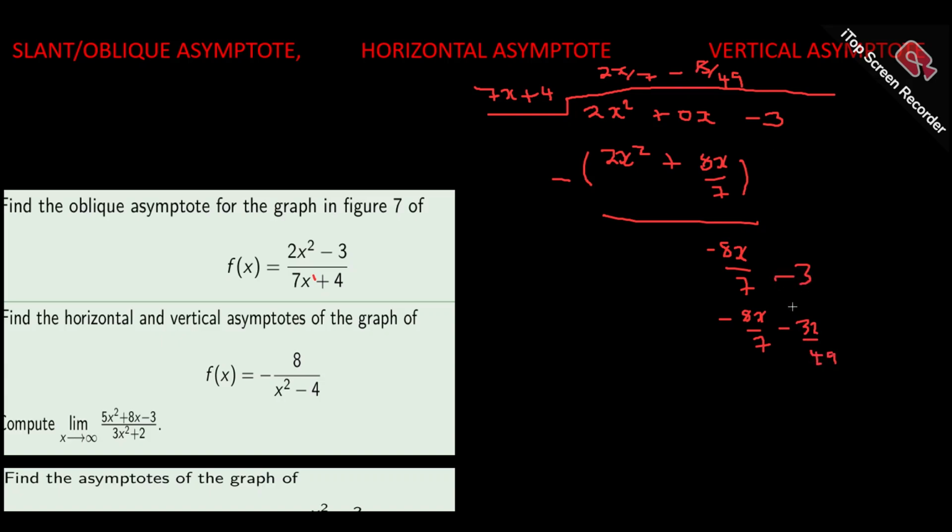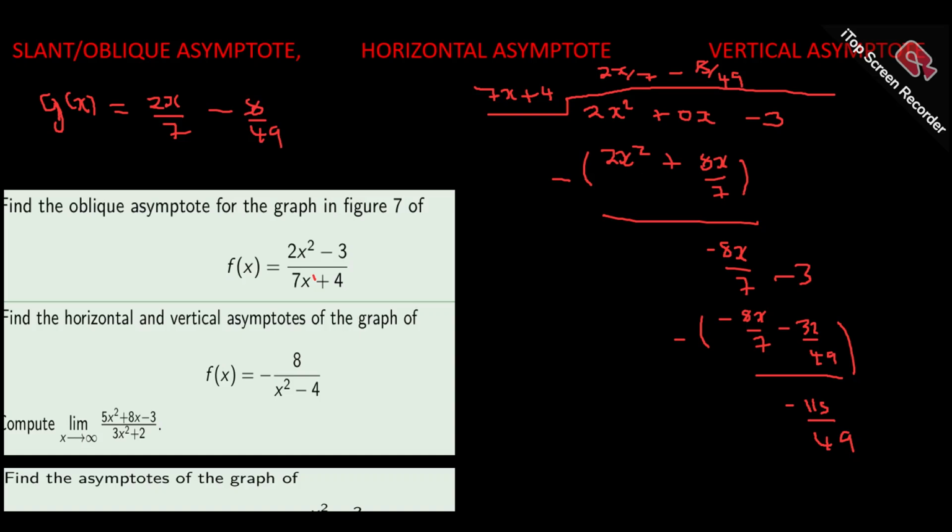What are you going to do next? You subtract. This side is going to give you 0. And on this side, when you subtract, you're going to get negative 115 over 49. Now which one is the slant asymptote? It's actually the equation in terms of x, this guy here, over 49. By doing so, you are done.